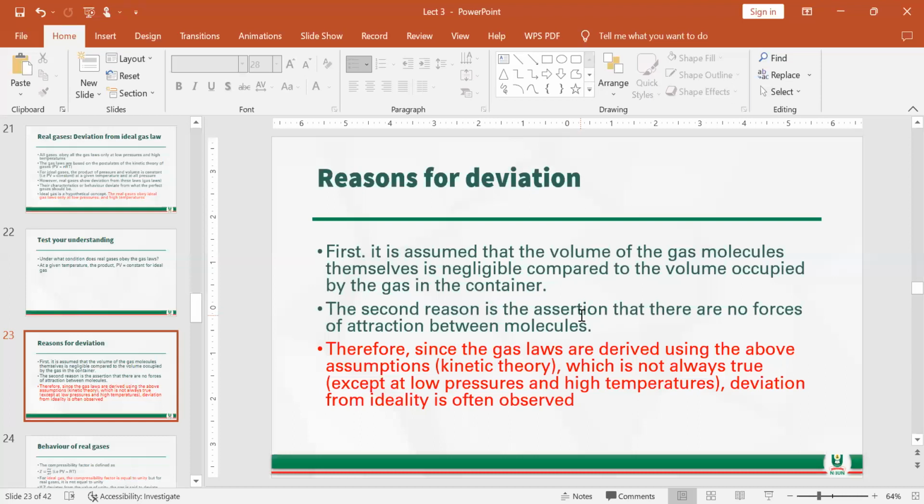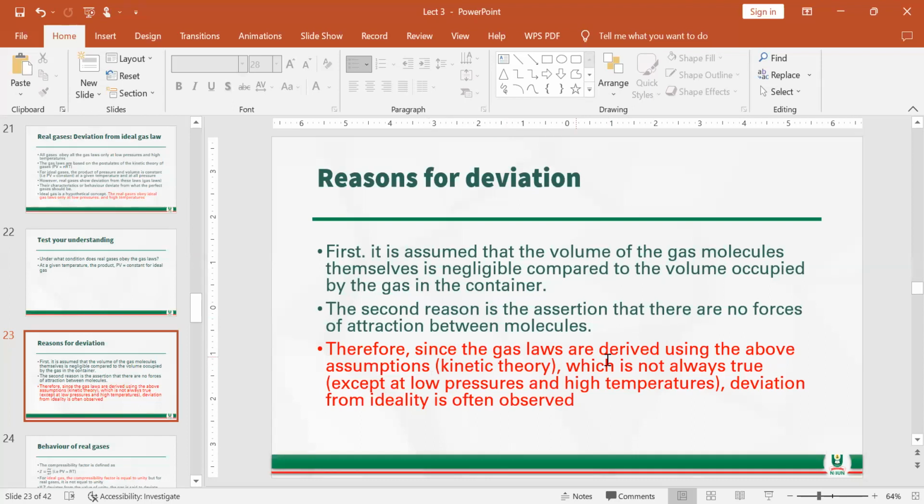The second assumption is that there are no forces of attraction between them. So in real cases, gases occupy volume. The volume cannot be negligible. Another case is that there's attraction, and because there's attraction, they cannot obey the law.